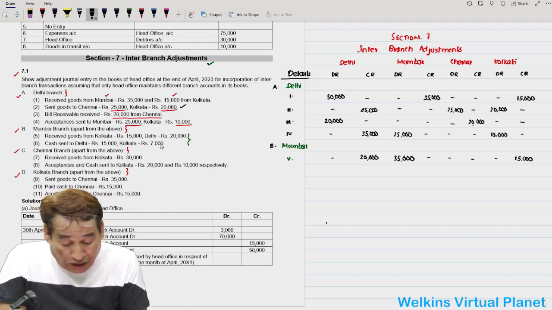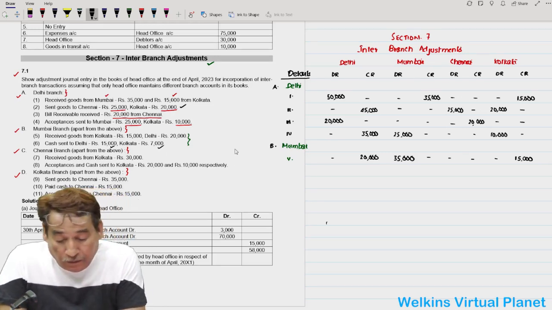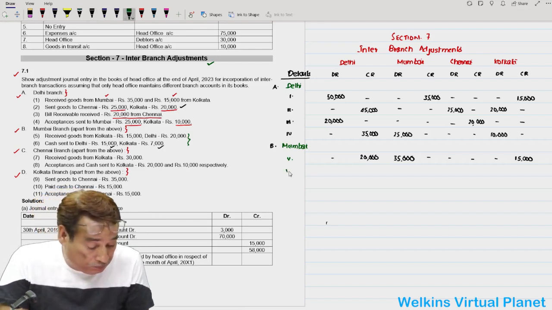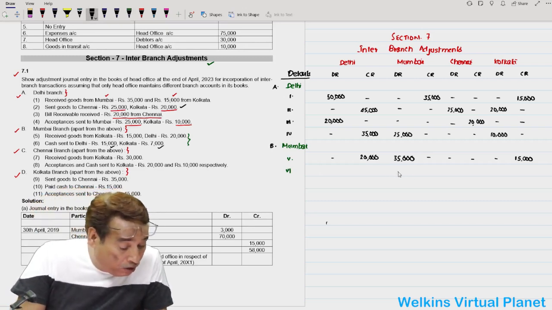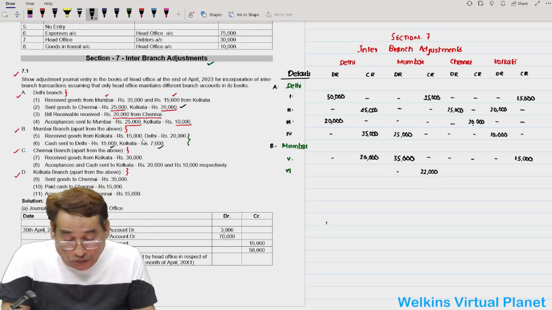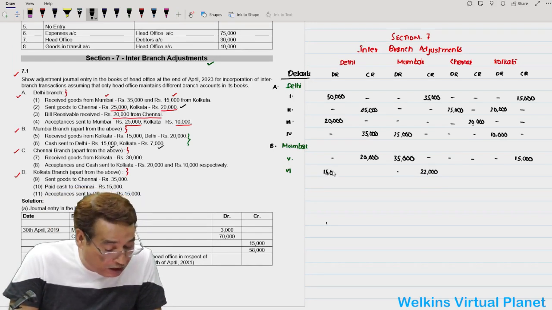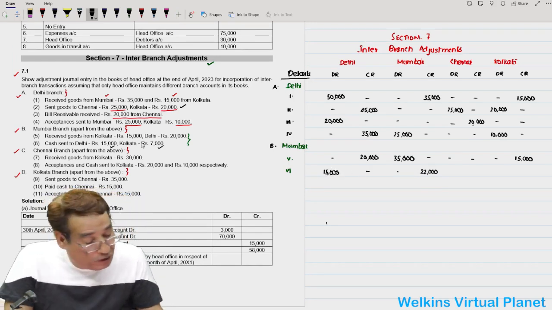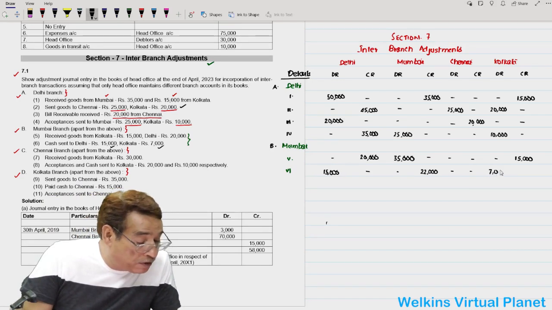Next one is cash sent to Delhi. That means Mumbai branch is sending the cash. Mumbai branch is sending the cash 15,000 to Delhi and 7,000 to Kolkata. Total 22,000 worth of cash. So I will move into the column of Mumbai branch first. And on the credit side, I will write 22,000 because Mumbai branch is the sender branch. Out of 22,000, 15,000 worth of cash is received by Delhi branch. So on the debit side of Delhi, I will write 15,000. And 7,000 worth of cash is received by Kolkata branch. So on the debit of Kolkata branch, I will write 7,000.